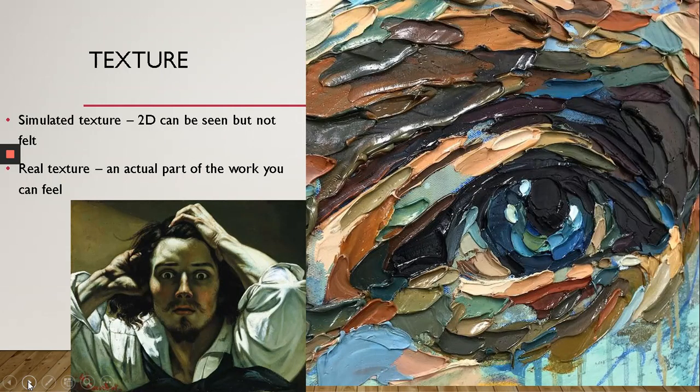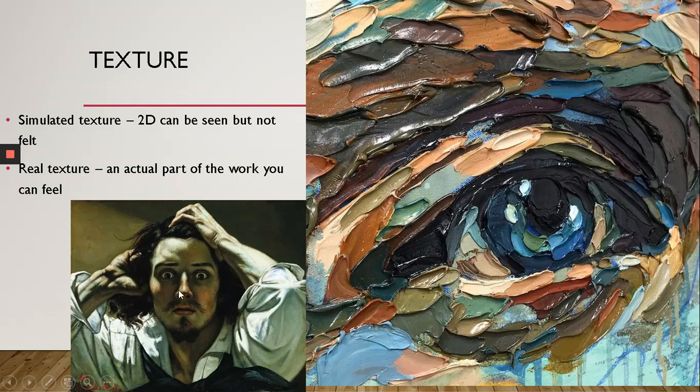Right, when it comes to painting especially, we get two different kinds of textures. So we get simulated textures and real textures. Simulated textures can also be called illusionary textures, okay? And those textures are textures that are seen but not felt.